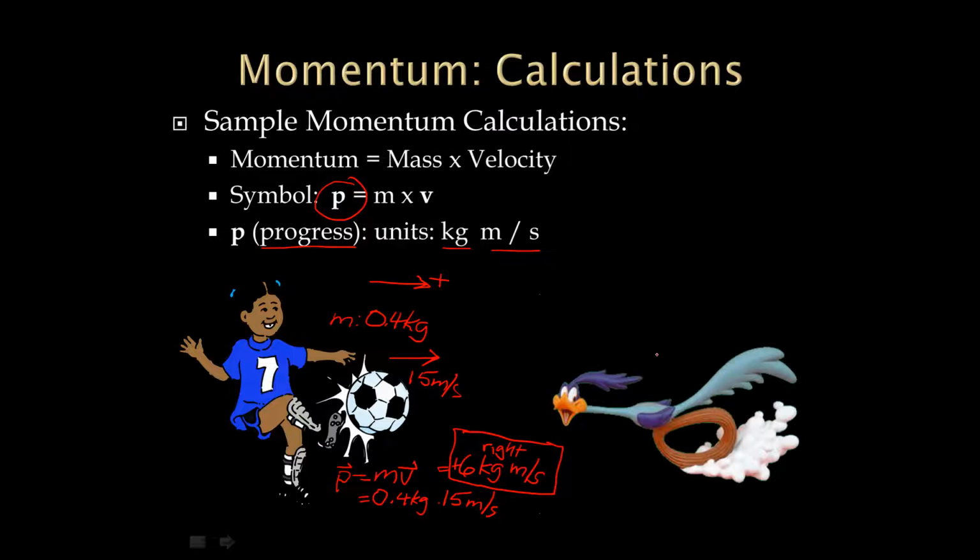Let's look at another example. We've got a roadrunner. Our roadrunner, you can see in this case is running to the left, so we're going to call that the negative direction. Taking a look at things, it looks like the mass of a large roadrunner is about 1.5 kilograms. Unlike the cartoon, the maximum velocity of a roadrunner is about 20 to 25 miles an hour.